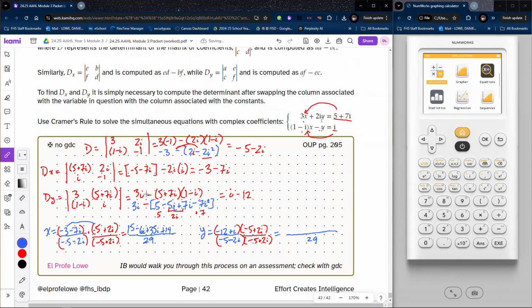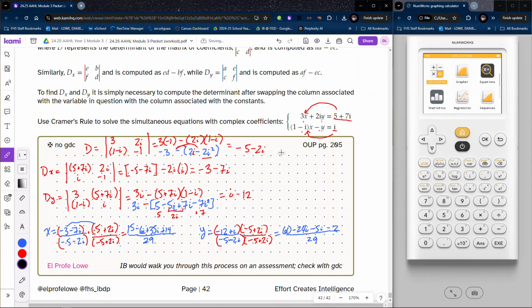Okay, and in the y direction, negative 12 times negative 5, that's 60 minus 24i. Then I'm going to have minus 5i, and finally plus 2i squared, so that's going to be minus 2.